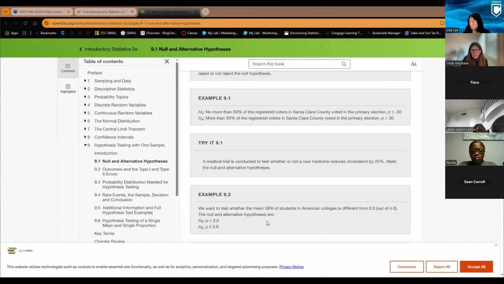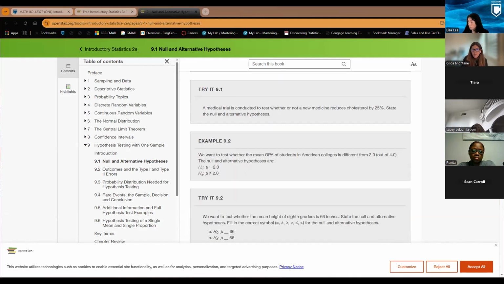I understand where it says example 9.1, but below it where it says try it, that's where I got confused. It says the medical trial tests whether or not a new medication reduces cholesterol by 25%. Because they said whether or not, that means it could be yes, could be no, so that's including two things. It could be greater or could be less.